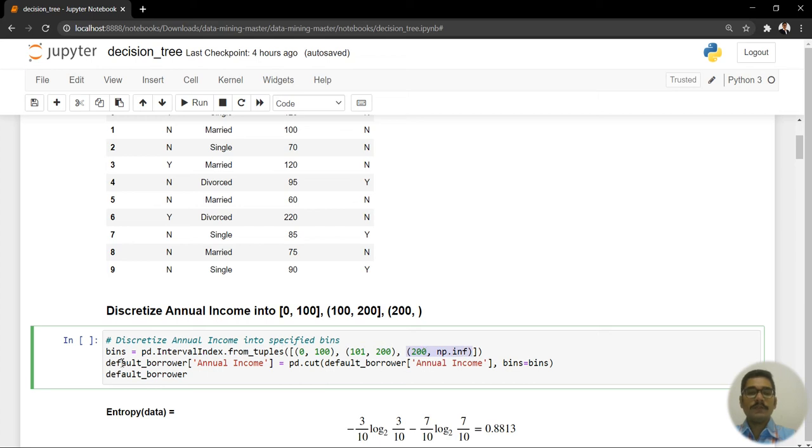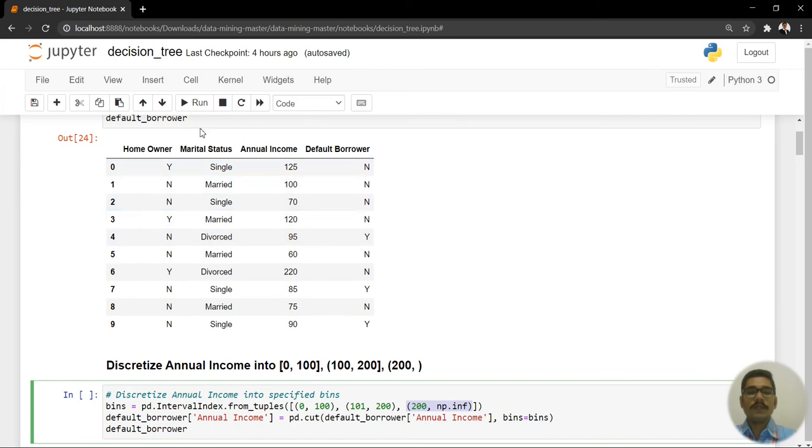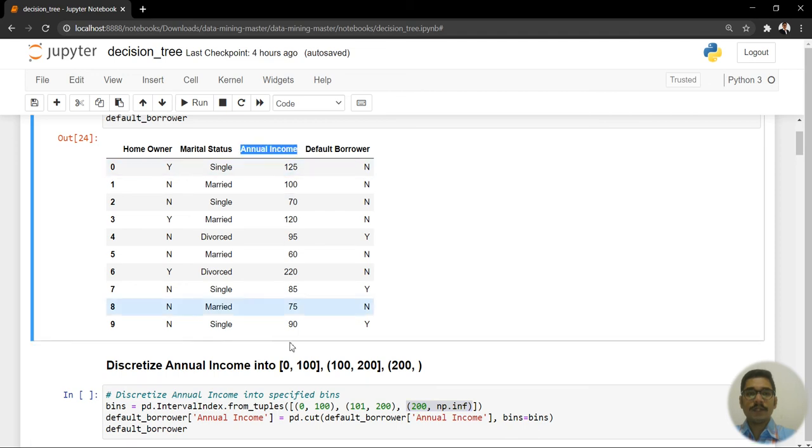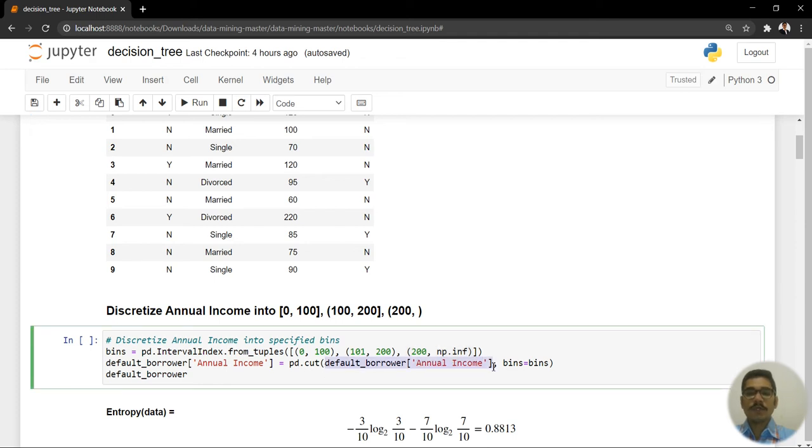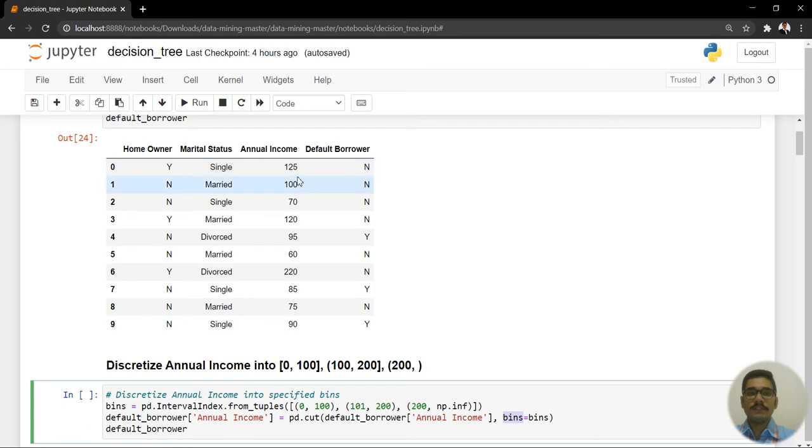Now what you want to do is take the column. From this particular data frame, annual income is one label, so you select this particular column entirely. Then you do something called a cut. Cut is a function present in pandas, where you pass which column you want to discretize, and for bins you pass these bins. Accordingly, when I run this, it will automatically categorize which value range each value falls in.